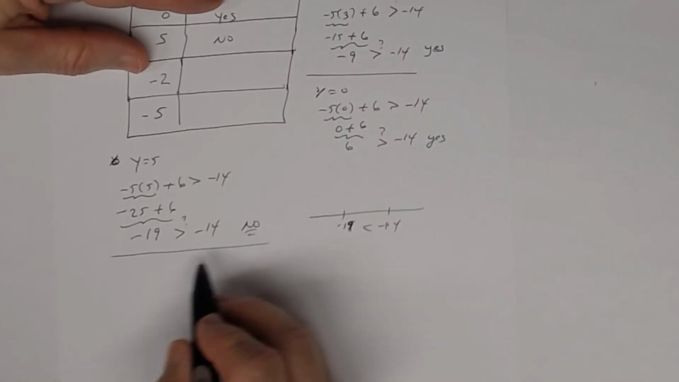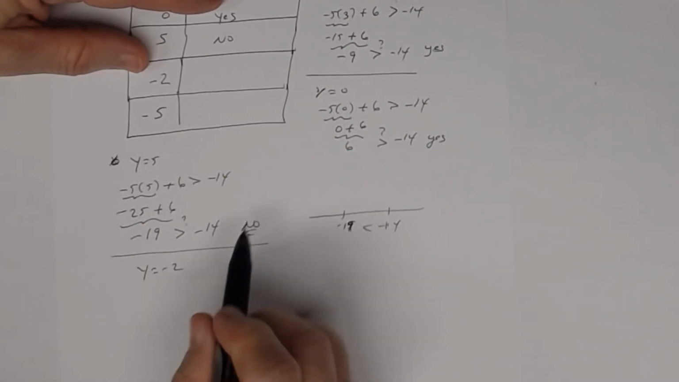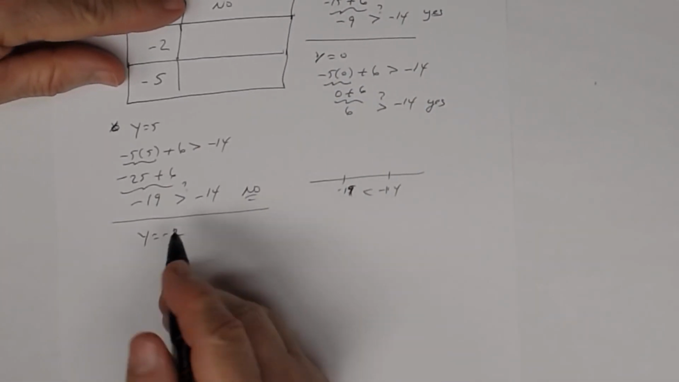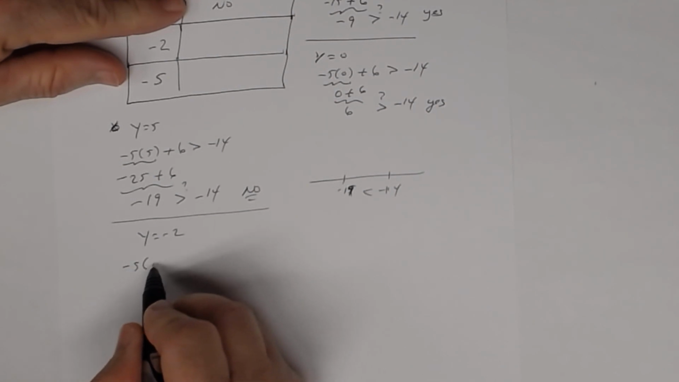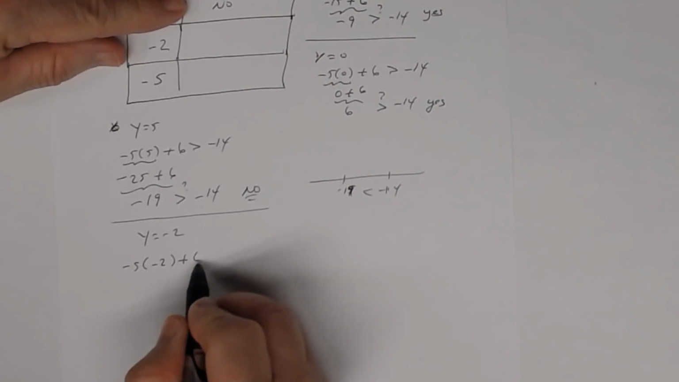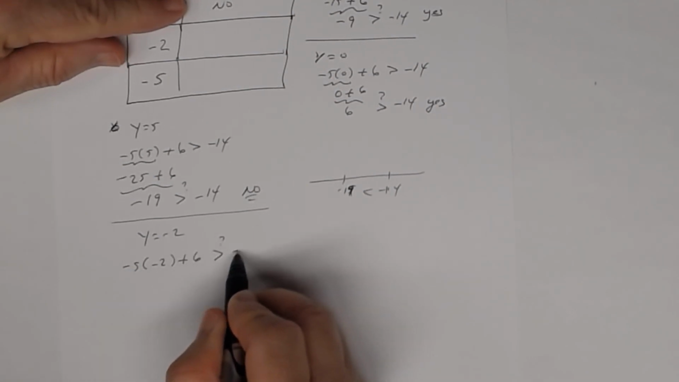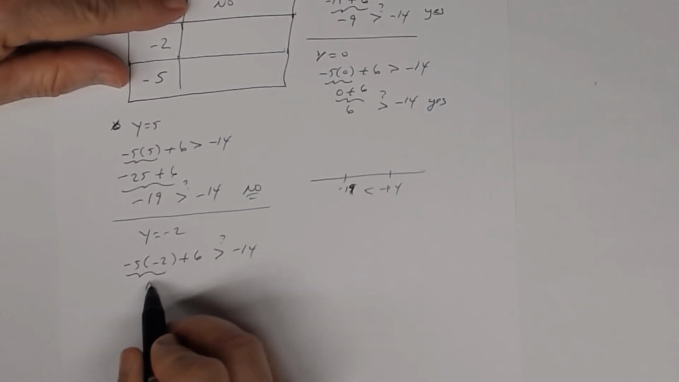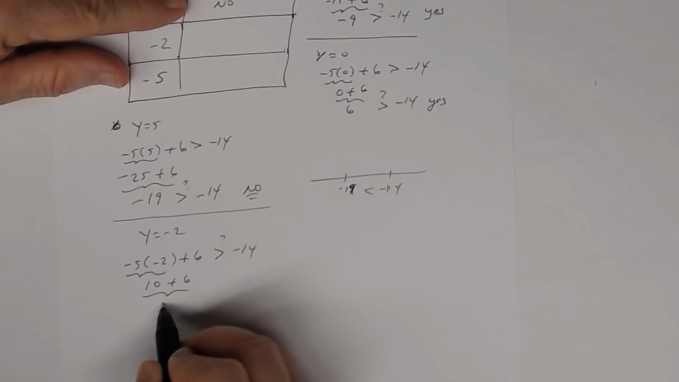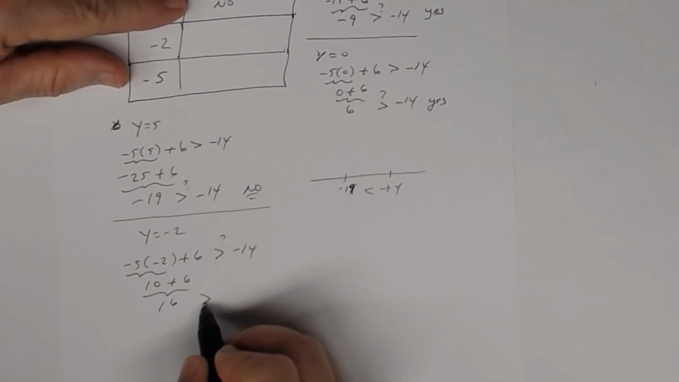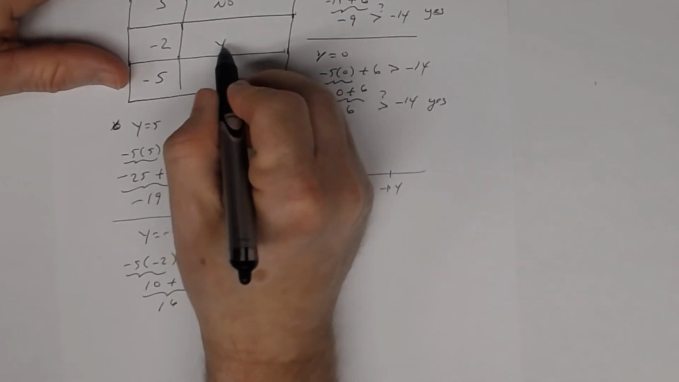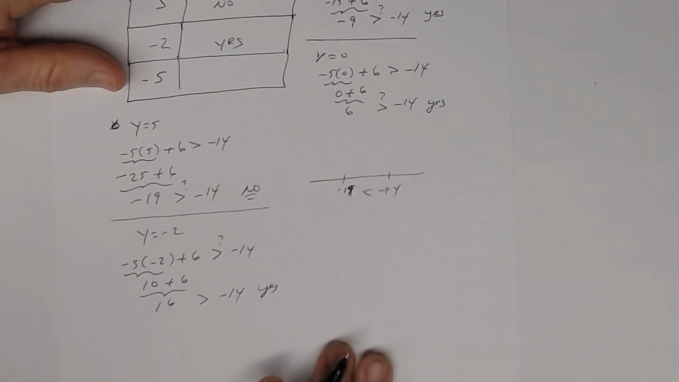All right, let's check y = -2. So in place of y, we're going to substitute -2 this time. So I have -5 times -2 + 6, and I want to see if that's going to be greater than -14. Well, -5 times -2 is 10. 10 + 6 is 16. And 16 is greater than -14. So that's a solution.